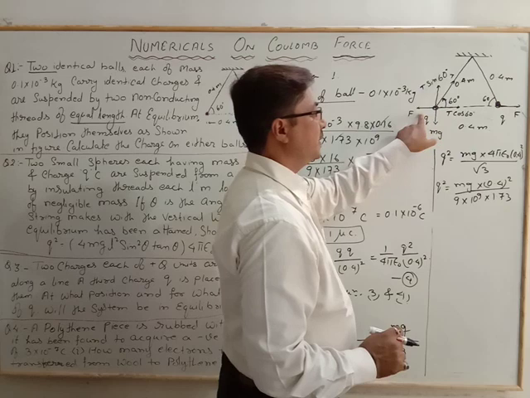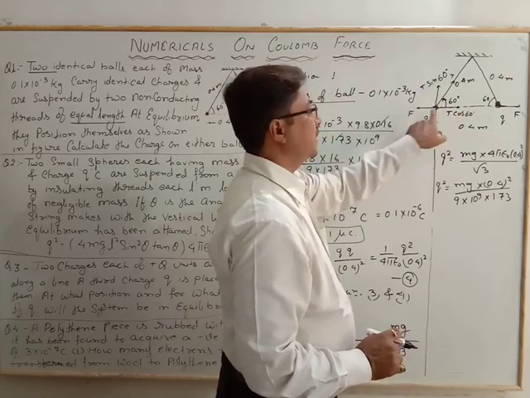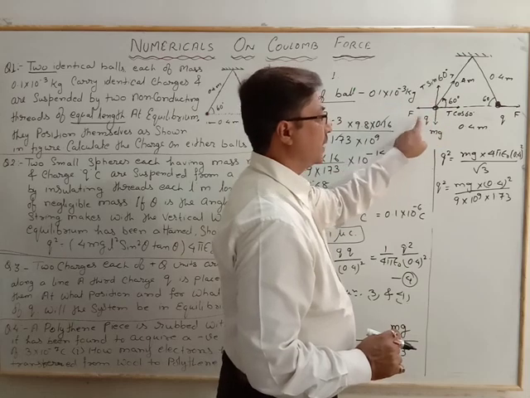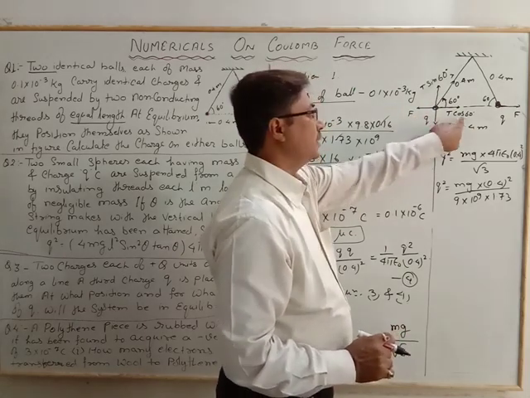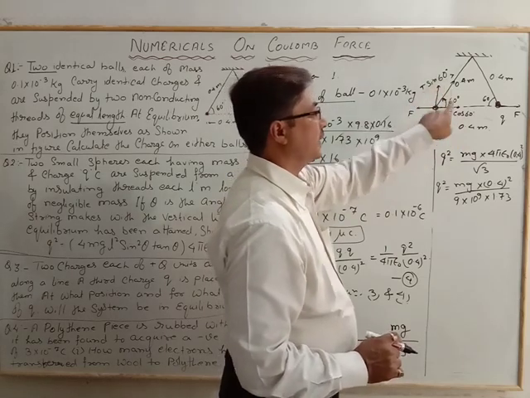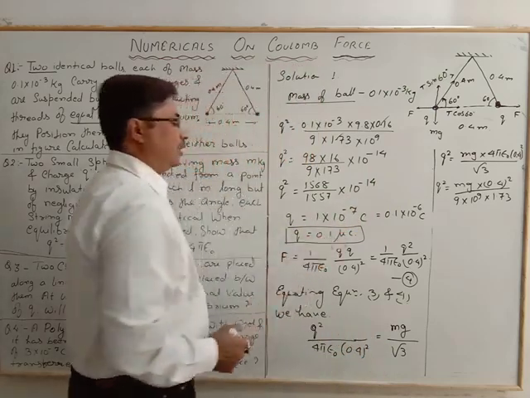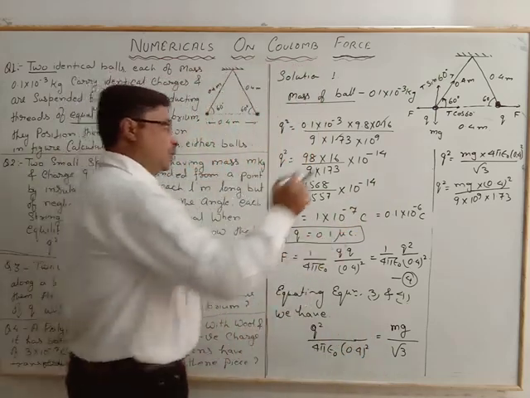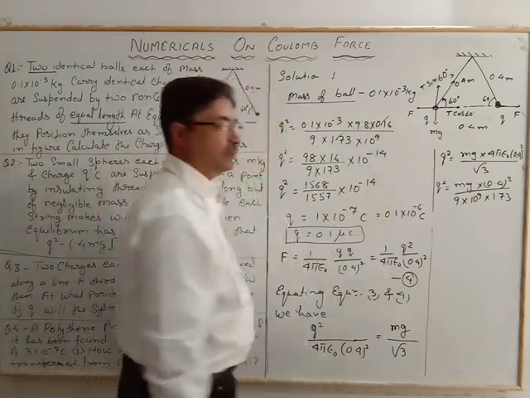So first what we see here, we resolve the tension into its components, and at equilibrium, the case of equilibrium means the net force at the charge is 0. So on that case the forces are counterbalanced. The electrostatic force is counterbalanced by the T cos theta, and the weight mg is balanced by the T sin theta. So by this we calculated the value of the charge. Both the charges q and q are identical charges, having the value 0.1 microcoulomb.